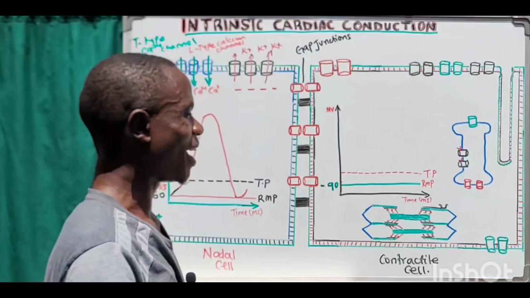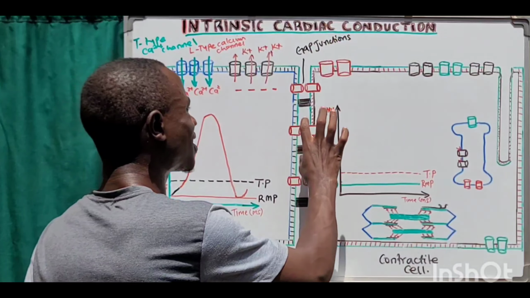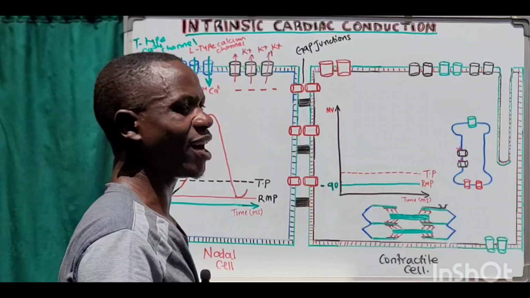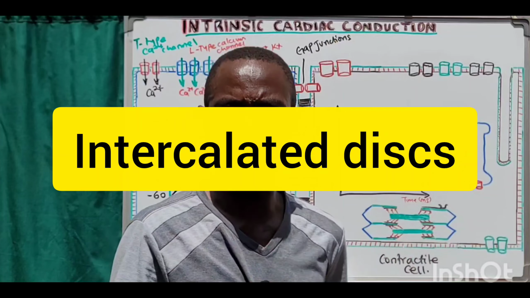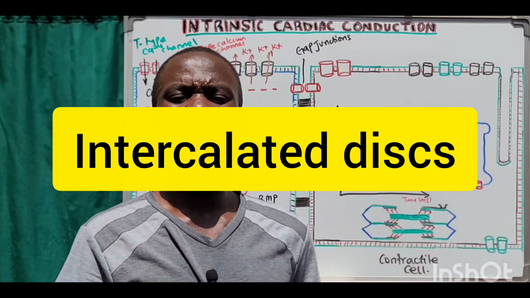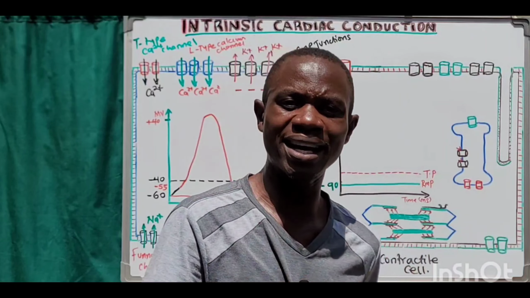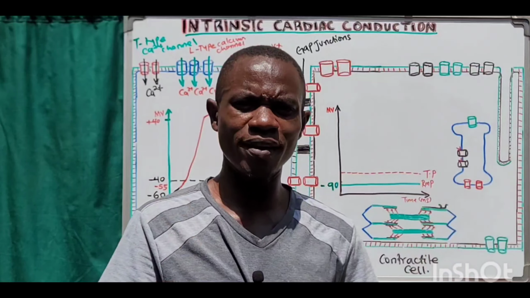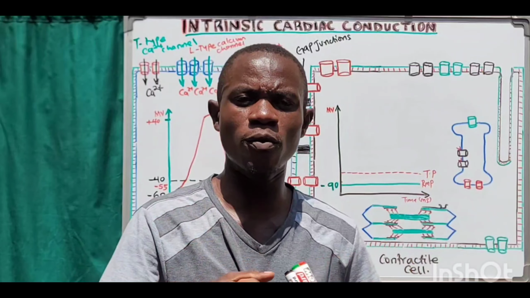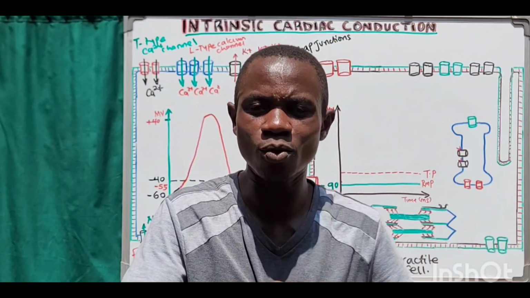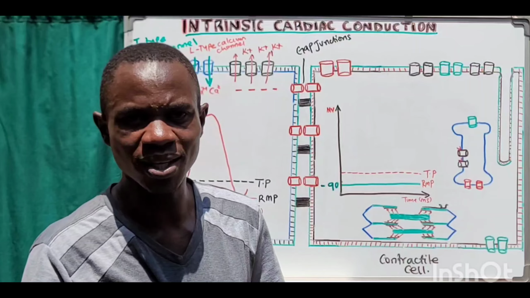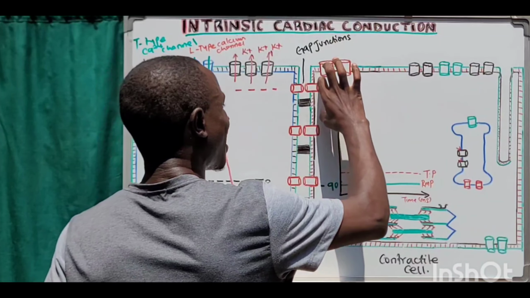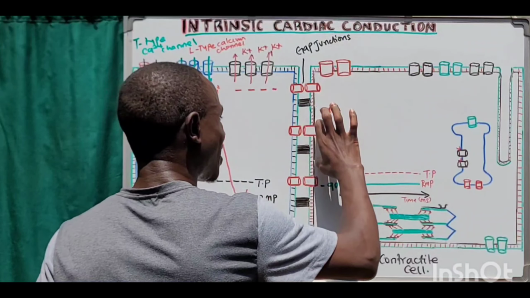It is such another beautiful thing. So when you have the gap junctions and the desmosomes together, they are what we call the intercalated discs, and that's why one of the characteristics of cardiac muscle is that it has intercalated discs. An intercalated disc is a group of gap junctions with desmosomes. So we have an intercalated disc here, and also another intercalated disc.